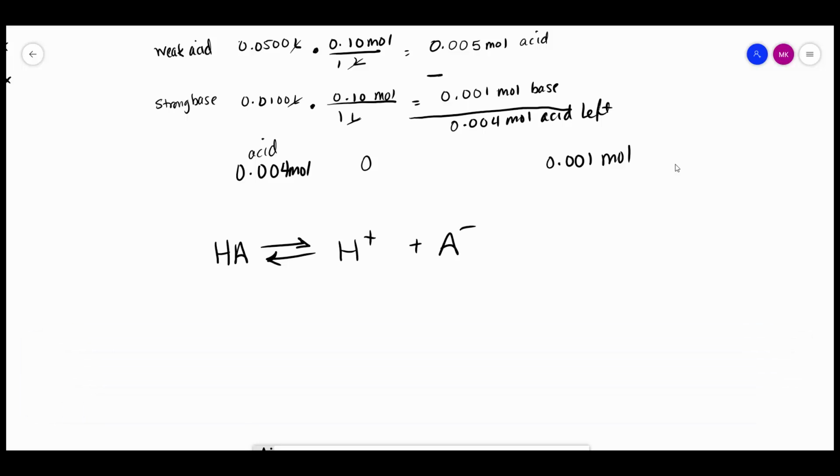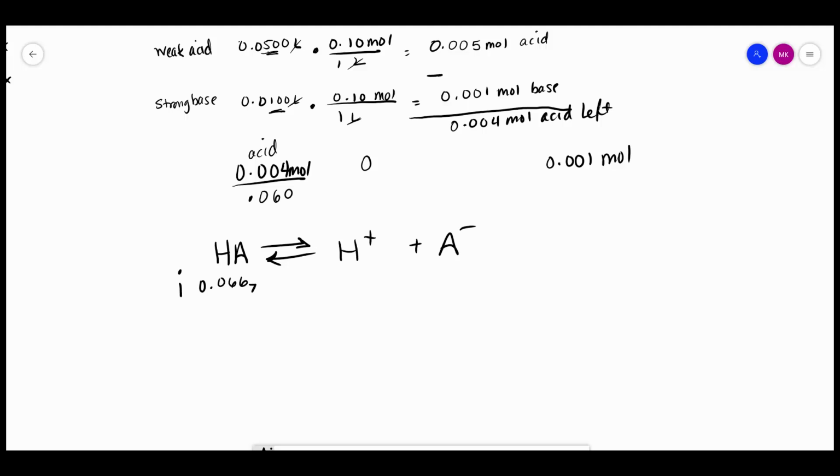What is the concentration? Well, I have to divide those moles by the total volume. So I had 50 milliliters of acid and 10 milliliters of base. I will be dividing this by 0.060 because that is 60 milliliters as a liter. So my initial concentration then for this buffer solution is 0.06, and then I have a 6 repeating. So I'll do it like that.